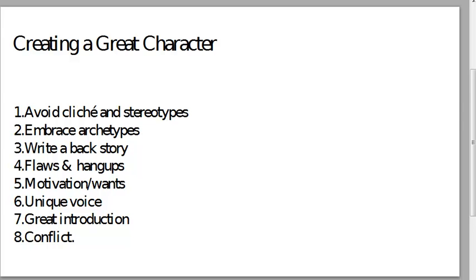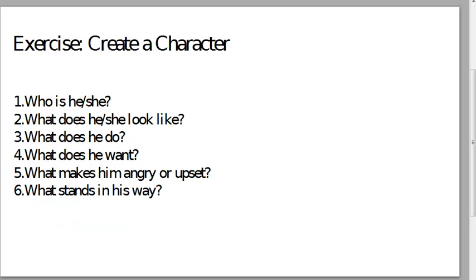Ideally, you have a unique voice. You have a great introduction of these characters, and also hopefully some conflict with some of the other characters in the drama. If you're going to create some characters, you want to start thinking, who are these characters? What do they look like? What do they do? What do they want? What makes them angry or upset? And what stands in their way?